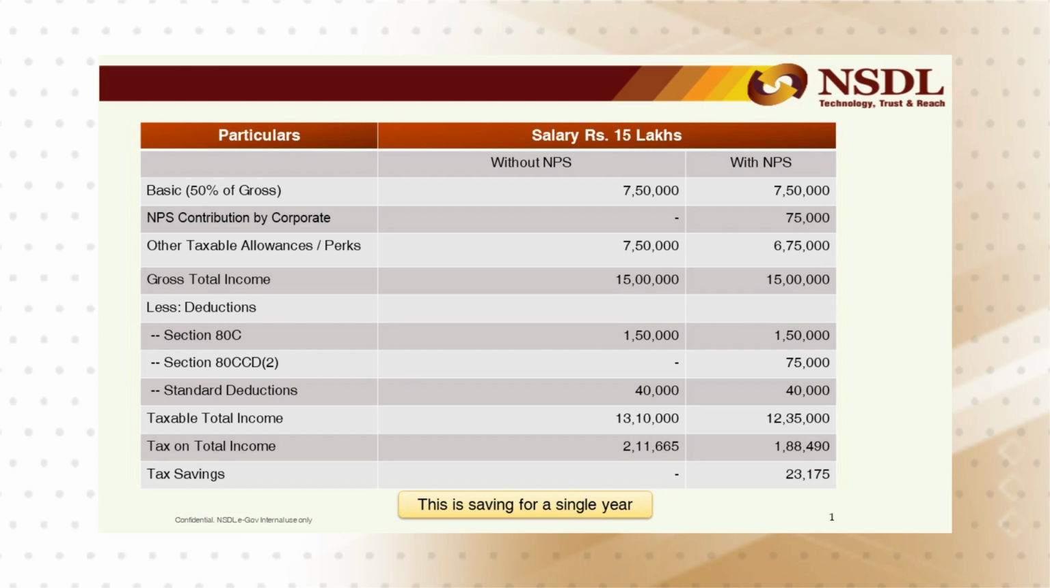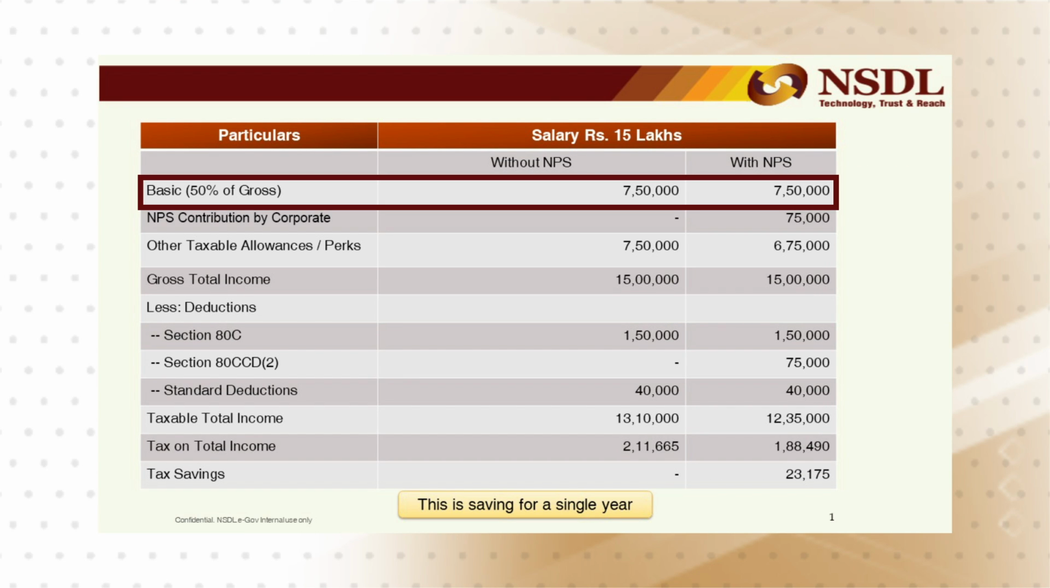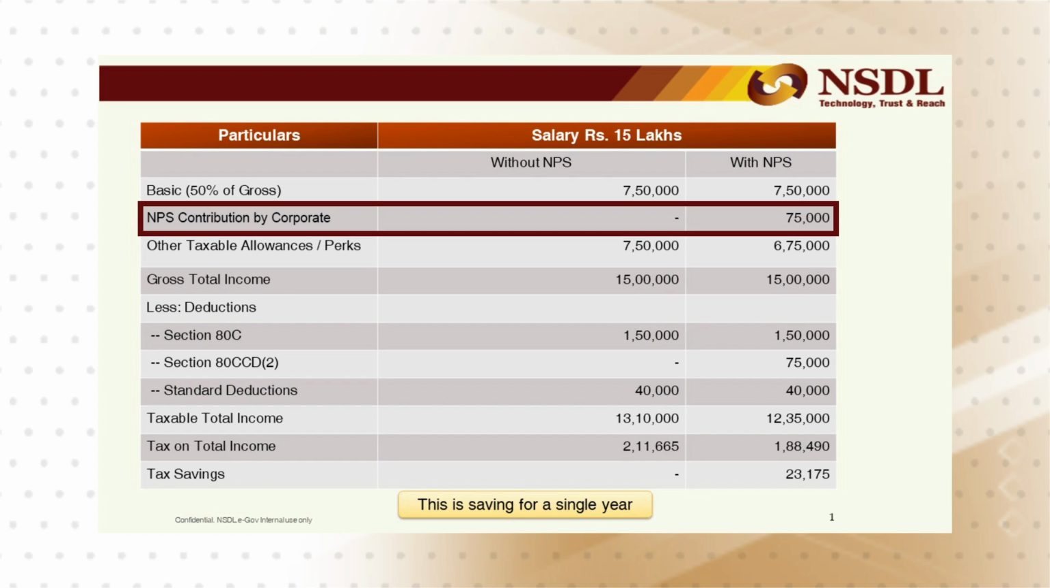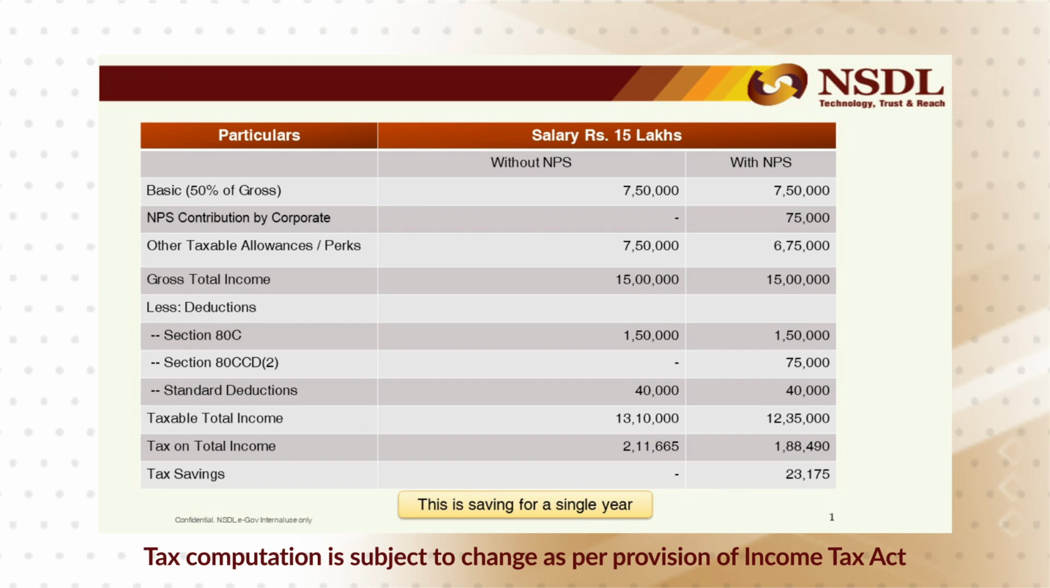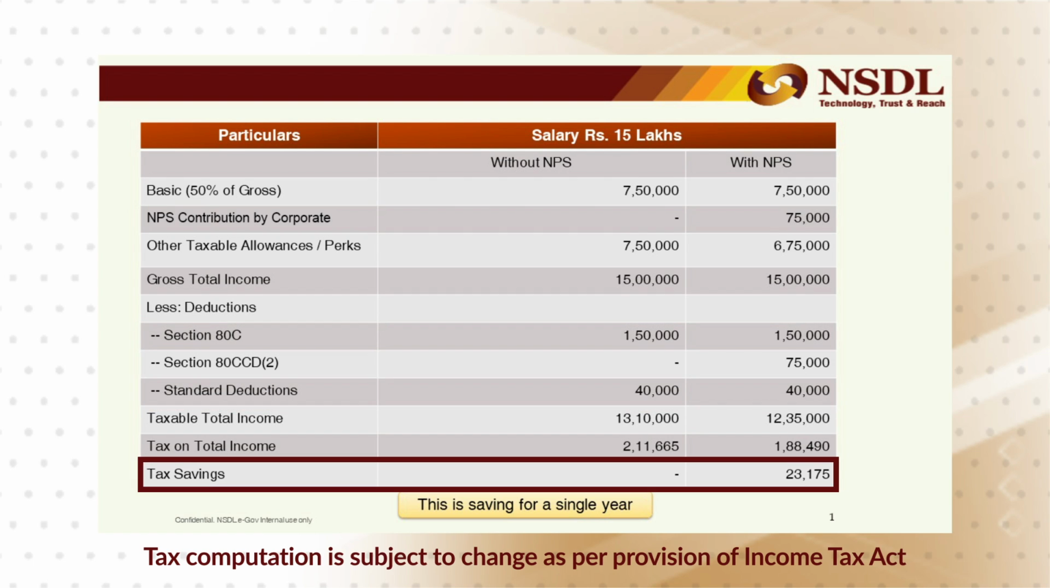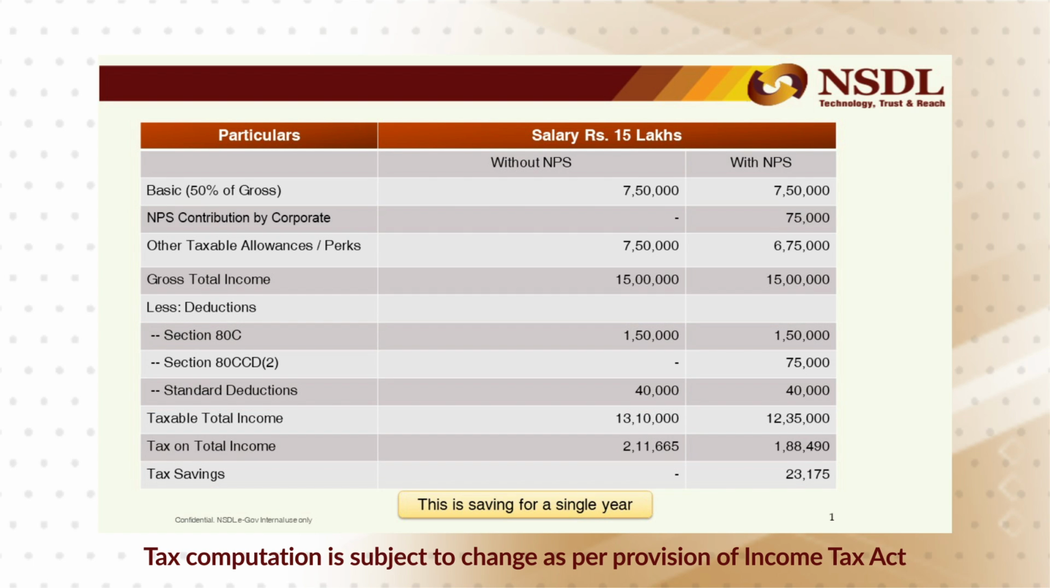Say, for example, a subscriber has a basic salary of 7.5 lakh, and going by the current trend, 10% of the basic salary is contributed towards NPS. That means essentially 75,000 rupees is being contributed towards his NPS account by the employer. In that event, after computation of all the tax liabilities, you will see the subscriber makes a benefit of almost 23,000, just because the corporate has contributed towards his NPS account.